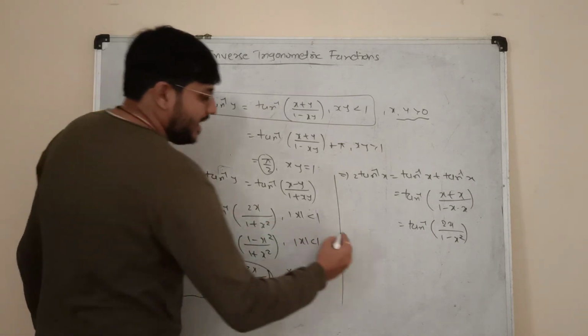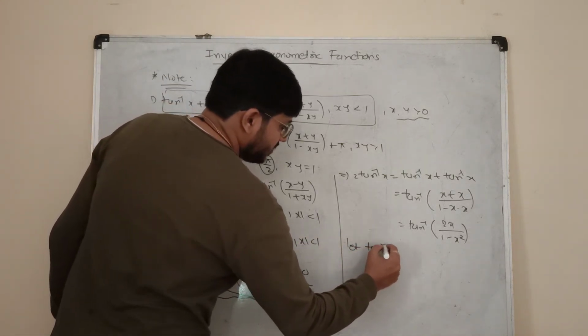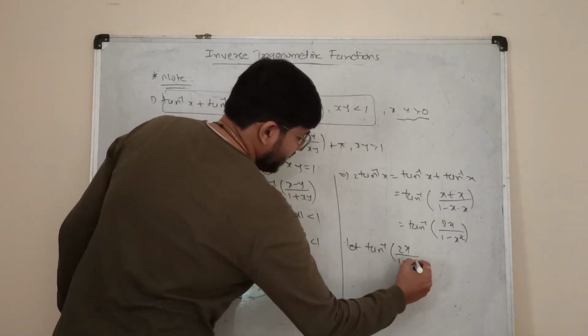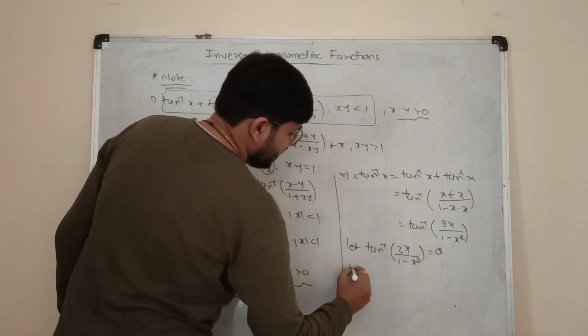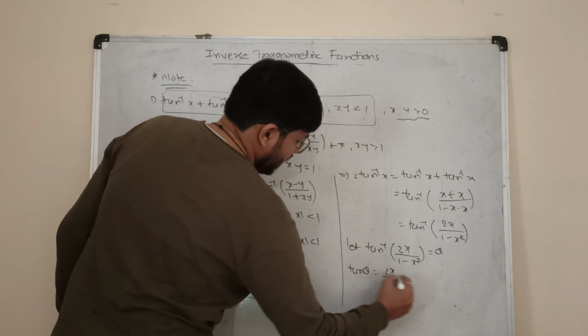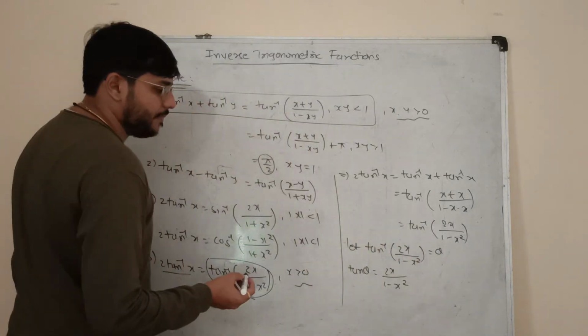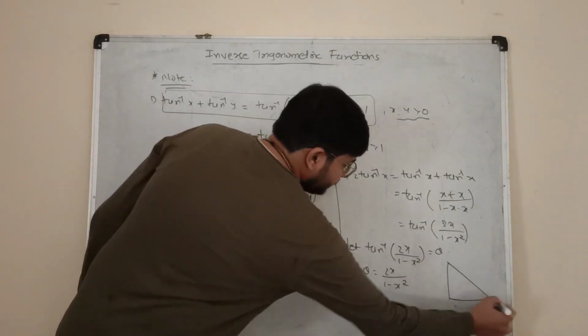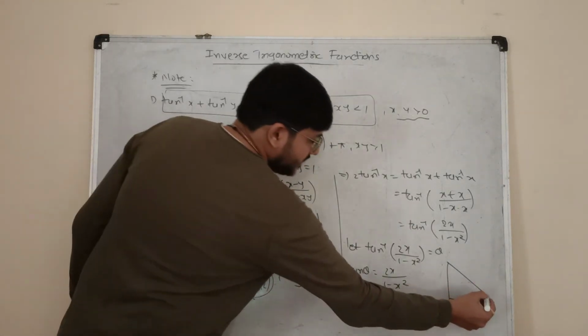Now let tan inverse of 2x by 1 minus x square be theta. So what will be tan theta? Tan theta will be 2x by 1 minus x square. And now if you plot the triangle, as I consider this as theta.